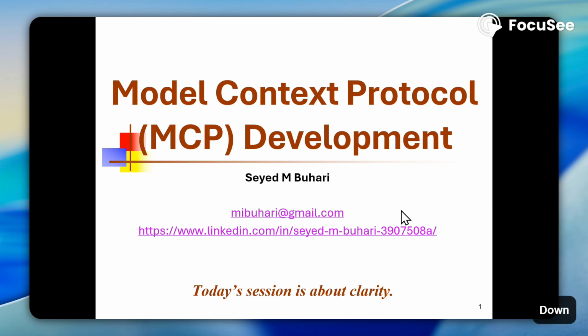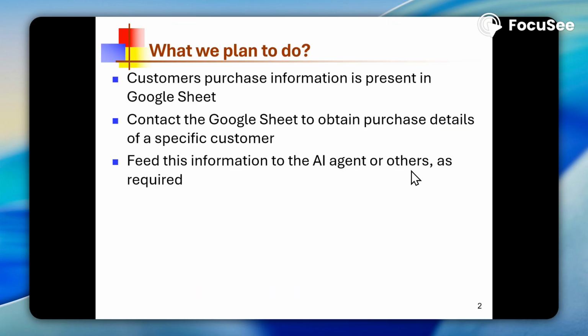In this example today, let's say in an organization, in a company, they have the customer's purchase information stored in a private Google Sheet, which is maintained by them. And they want to contact this Google Sheet to obtain the purchase history of the customer. Once you obtain the history and figure out what type of items the customer is purchasing, then we feed this information into an AI system. Let's say you call ChatGPT, you call Gemini, or whatever, to get an answer based on this user's information.